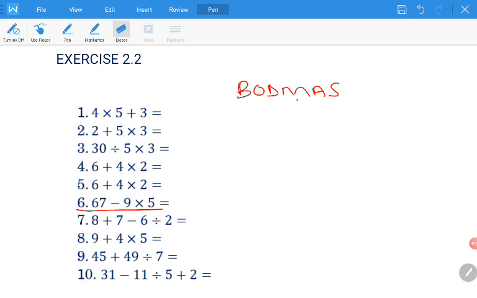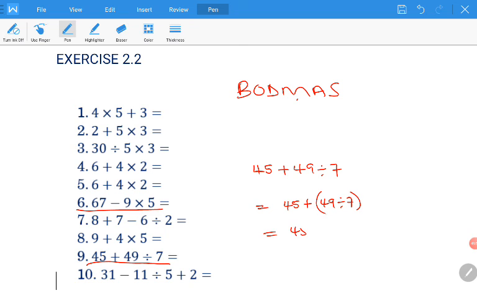So again, let's look at question number 9. Question number 9 is saying 45 plus 49 divided by 7. So this is equal to 45 plus 49 divided by 7. So here we put brackets. So here we get 45 plus 7, which is equal to 52.